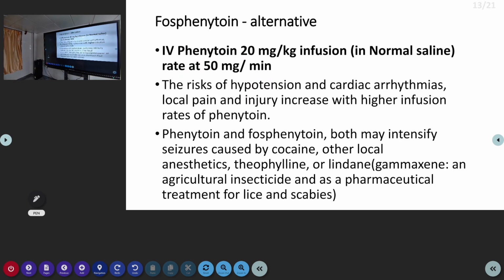Now, fosphenytoin is an alternative to phenytoin nowadays. Phenytoin can be diluted only in normal saline, whereas fosphenytoin can be diluted in dextrose saline also, and can even be given as an IM dose. If you are not able to put in an IV line, you can give the drug as an IM injection. The dose is almost the same, 20 milligram per kg body weight.